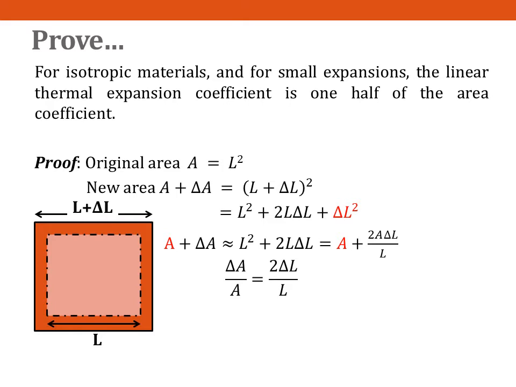When we cross multiply and bring A, which is on the right hand side, to the left hand side, we have delta A by A equals 2 delta L by L. Delta A by A is nothing but beta, and delta L by L is nothing but alpha. Therefore, beta is equal to 2 alpha, or alpha is equal to beta by 2. And we have proved that the linear expansion coefficient is 1/2 of the area coefficient.